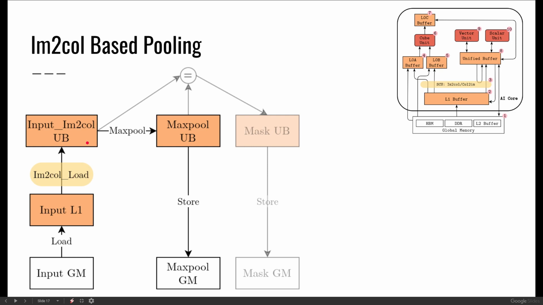From this, we'll do our max pooling from this input here, we'll get our output, and then we can store it back to global memory. And again, from those two temporary results, we can also save the mask here at the unified buffer and then store it back to global memory.